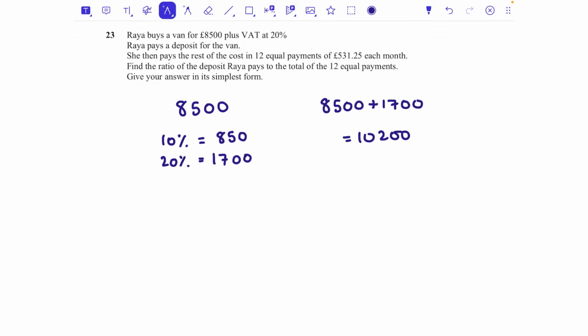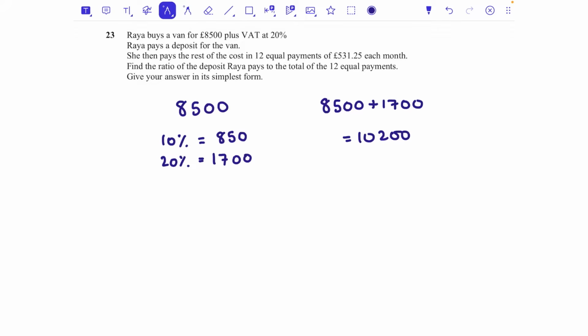She pays a deposit for the van, so that's an amount of money that you pay up front on the day that you say, yes, I'm going to buy it. Here's a little bit of money just to make sure that you know I'm telling the truth about that. And then the rest of any money that you owe, she's paying in equal instalments, 12 equal payments of £531.25 each month. Find the ratio of the deposit to the total of the 12 equal payments.